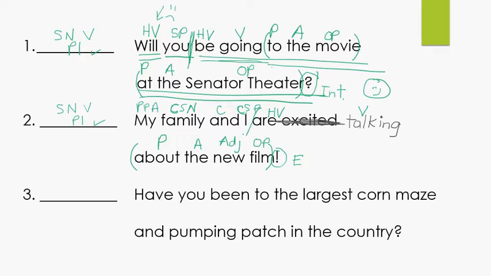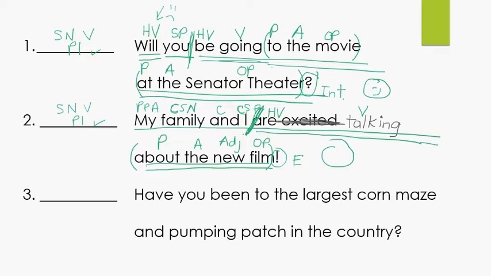So you are going to draw your dividing line right in front of that verb phrase, in between the subject and the verb phrase. And now we're going to underline the complete subject once, my family and I, the complete predicate twice, and the complete predicate would be the verb phrase and everything that goes with it. So it would be "are talking about the new film." Excellent. Good job. I guess my pen is just tired. It wants to take a nap.